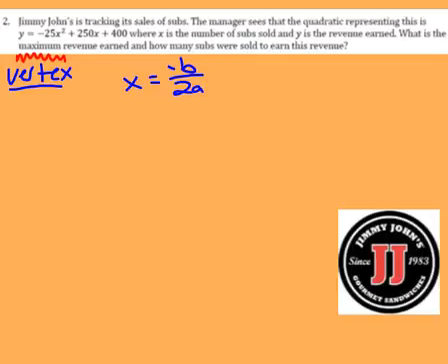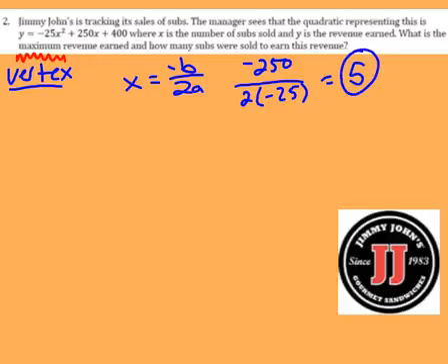That b value looks like negative 250. Now you also have 2 times negative 25. Look at that, the negatives cancel out, and you're going to get 5. 250 divided by 50 is 5. So x is the number of subs sold, so we need to know that x is equal to 5. That's going to be the maximum revenue.